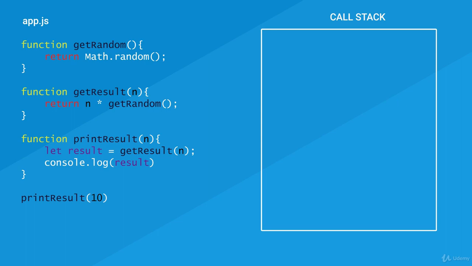Now, get result is going to grab the number that we passed as an argument, and it's going to call a different function called getRandom. Now, getRandom is going to be returning just a random number. Then it's going to go back to getResult. We're going to multiply the argument by the getRandom number.